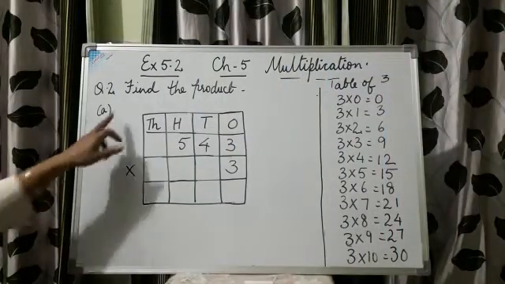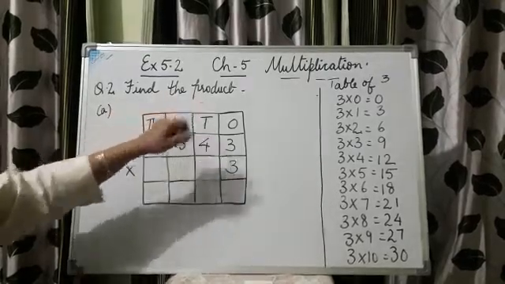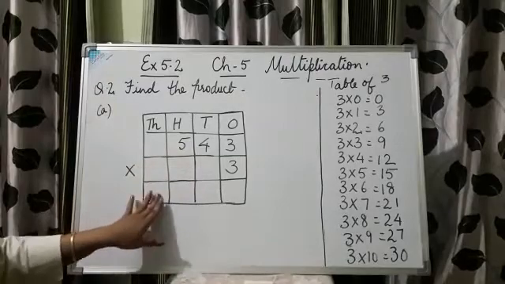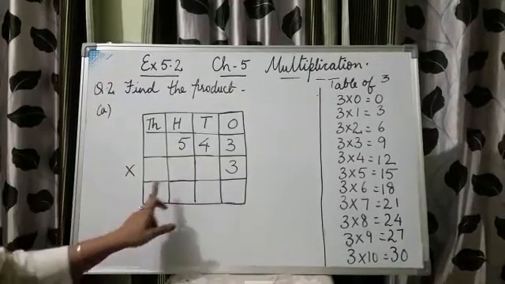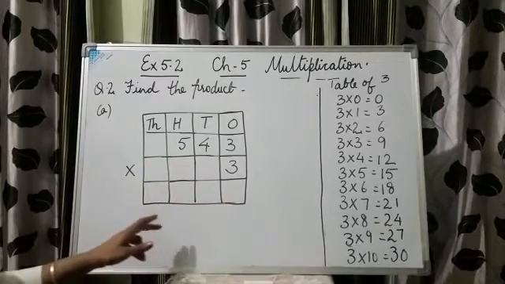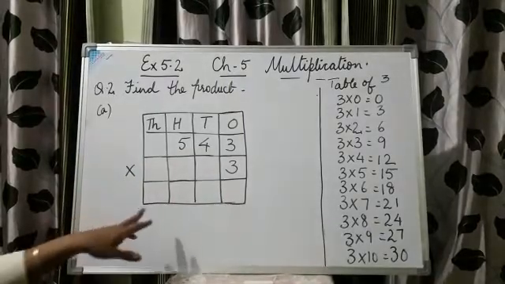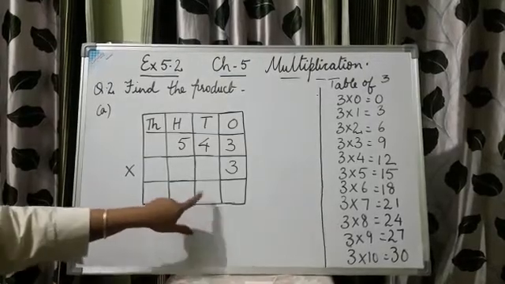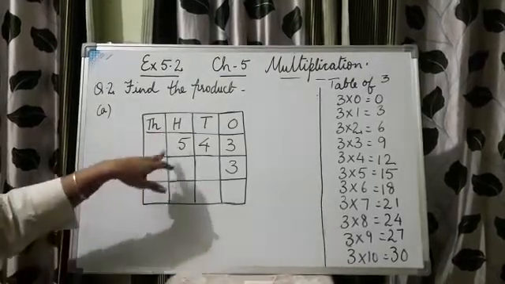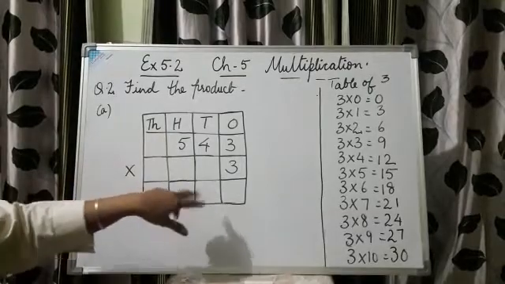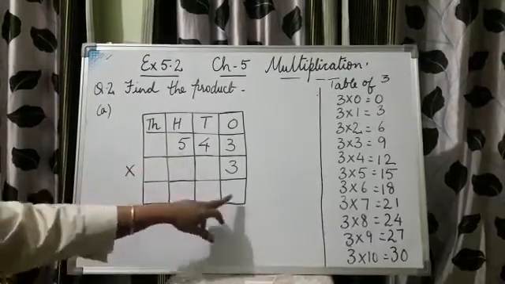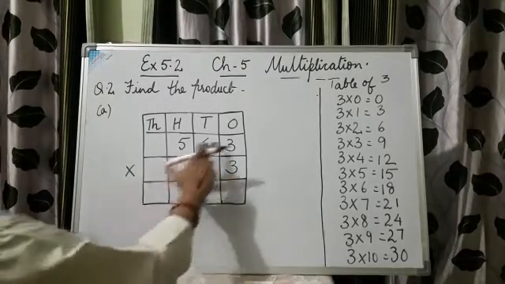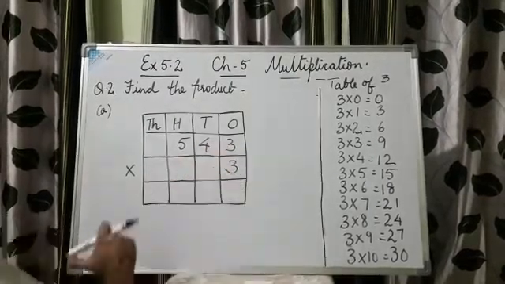Now question number 2, find the product. Here also we have to find the product, but the answer which we are going to get will be a 4-digit number. In the last 2 questions we did, in those 2 sums we had 3-digit number answers. Now when it comes to 4 digits, how to write it we will know after multiplying and finding the product. 543 to be multiplied with 3.